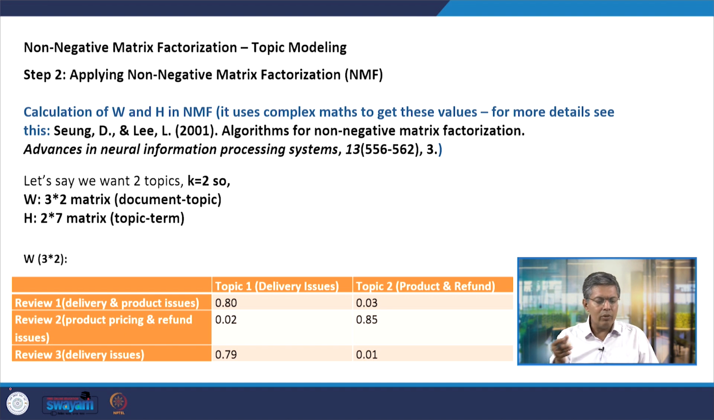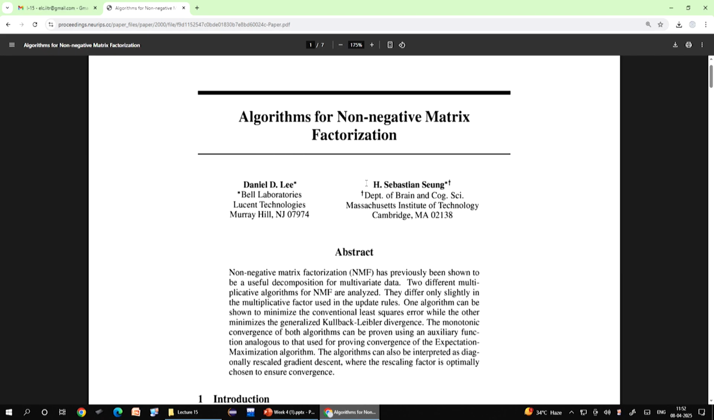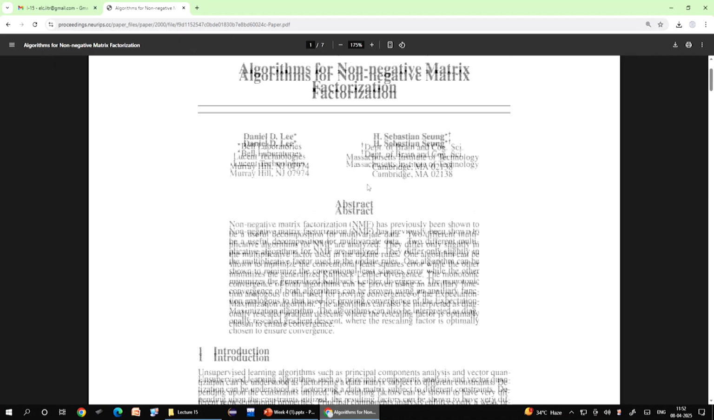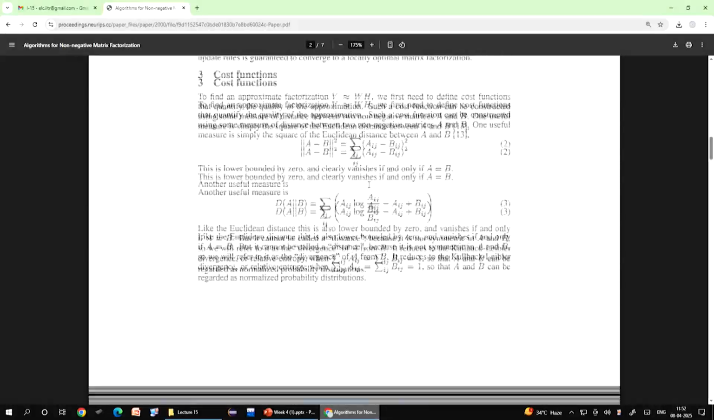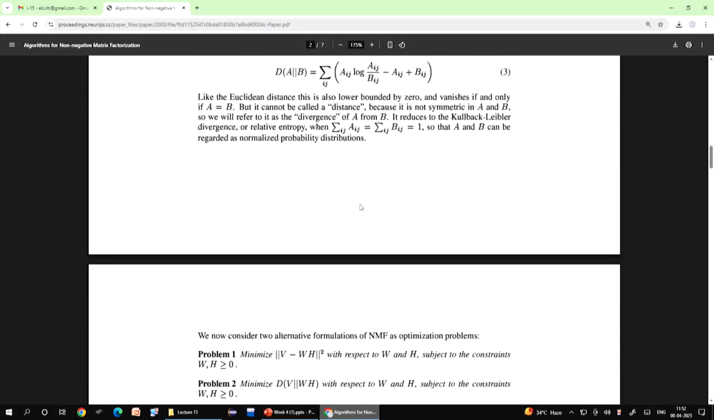And if you want to see this, I have added a paper of Lee and Seung, 2001. Algorithms for Non-negative Matrix Factorization, Advances in Neural Information Processing Systems. I will show you this paper just now. This is the paper we are talking about, with Lee and Seung. They have written the mathematics behind the NMF factorization, how you can calculate it. So, if you want to learn more deeply and look at the mathematical portion of it, you can get into this paper.